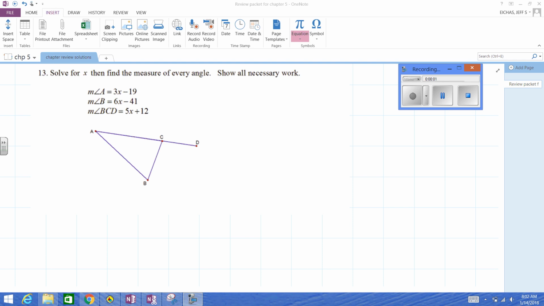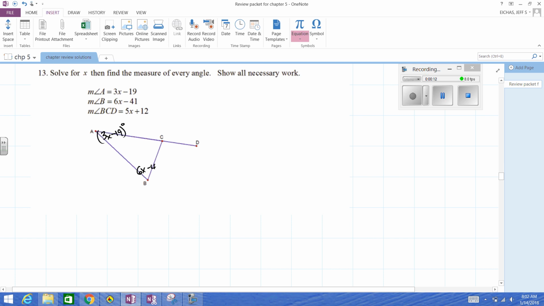Okay, so for number 13 on the review, let's see, we have this angle right here is 3x minus 19, B is 6x minus 41, and then of course out here this exterior angle is 5x plus 12. All right, follow the three-letter path, B to C to D, and it's that one.